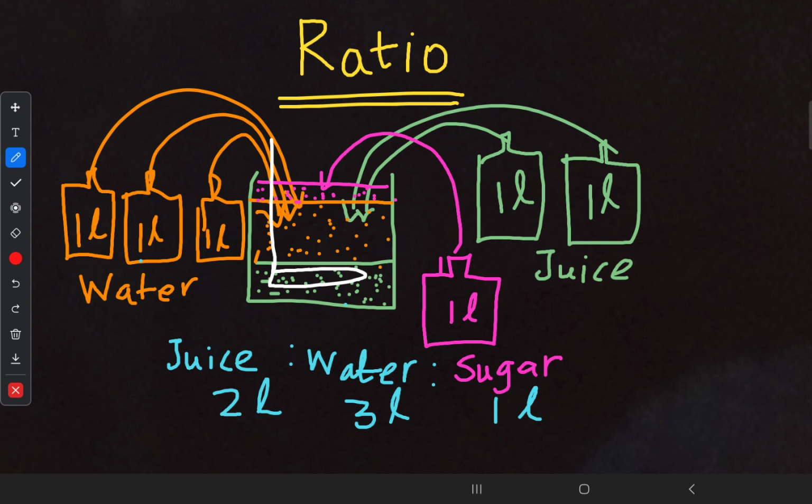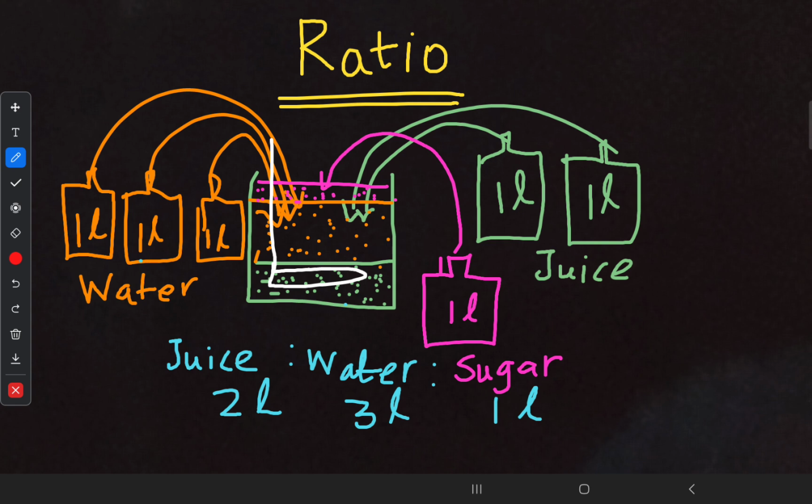Okay, 3 liters, 2 liters. What is the higher quantity in the mixture? Juice and sugar: juice 2 liters, sugar 1 liter. When I ask which is the higher quantity between juice and sugar, you can easily tell juice is the higher quantity, because sugar is only 1 liter, while juice was used as 2 liters. So that's the thing we need.